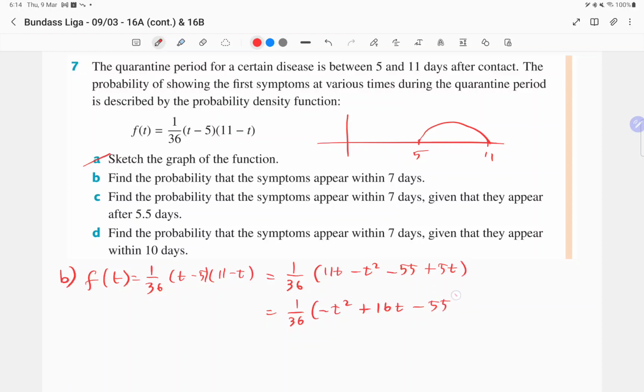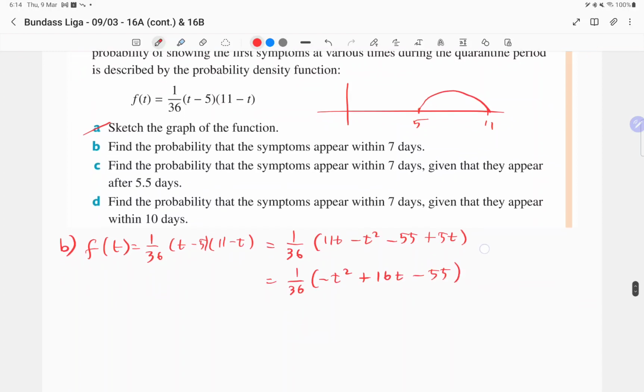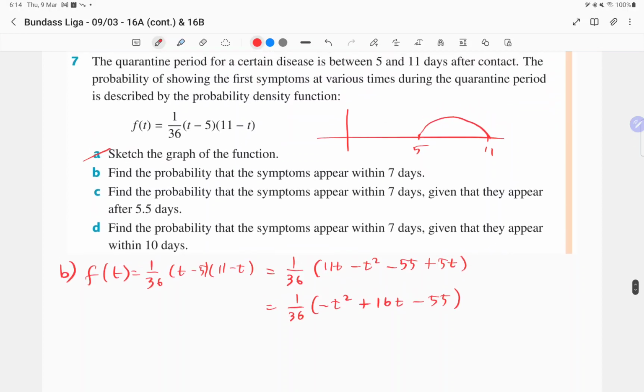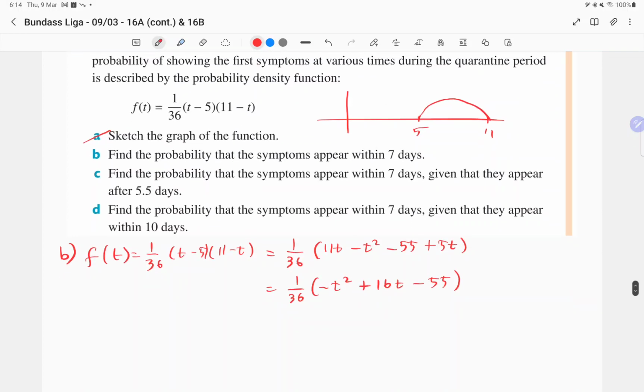Wait, when antiderive from B, do we do bound from 0 to 7 or 5 to 7? Within 7 days means 5 to 7 because it starts from 5. So this one they already gave you this small f function. You can use the big F notation straight away for this one. Or you can call it a different function too, that's okay.